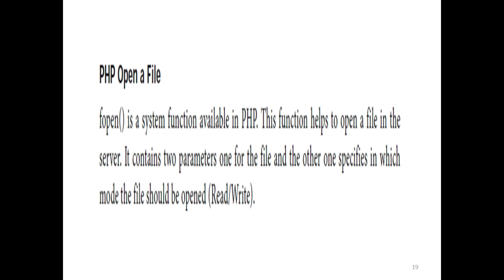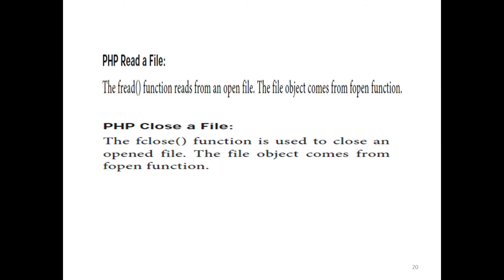How to open a file? fopen is a keyword, a system function available in PHP. This function helps to open a file in the server. It contains two parameters, one for the file and the other specifying in which mode the file should be opened. The file should be opened in read or write mode. Two modes we follow. And then how to read a file? PHP read a file. fread is a keyword function, to read from an open file. The file object comes from the fopen function.